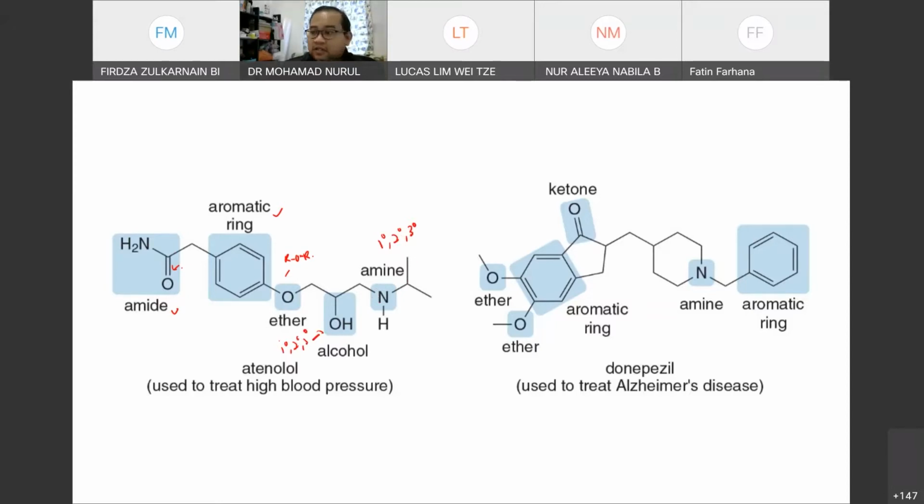Atenolol is used to treat high blood pressure. These are the drugs that they are using. For another example, these Don puzzles. We have ether here, ROR. This is ether also. Ketones are, oh no, sorry, yes, R. Of course, this one is aromatic rings. And this is amines. They have a few types of amine: primary, secondary, and tertiary. And lastly, this one is aromatic rings. These are examples of how you can label the compound based on the functional groups.